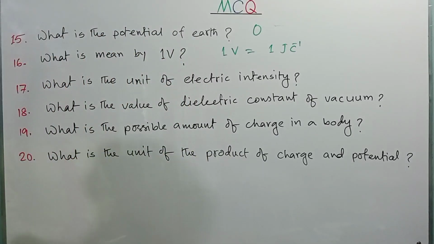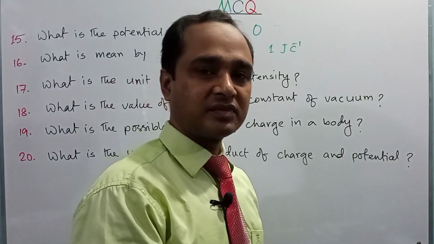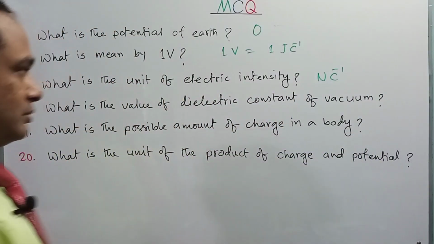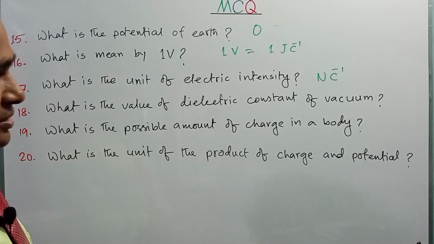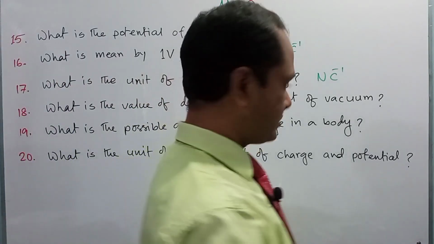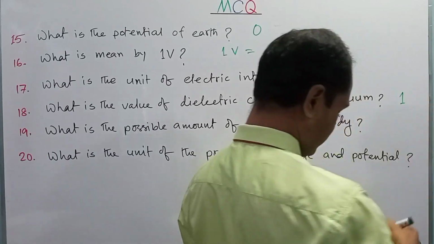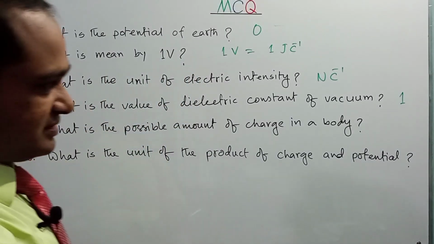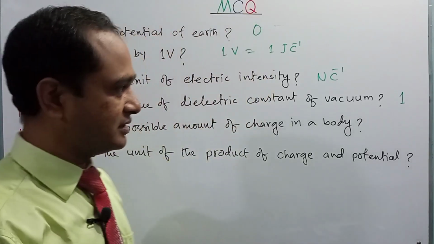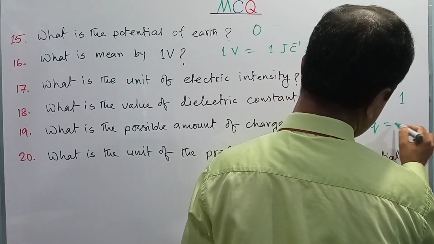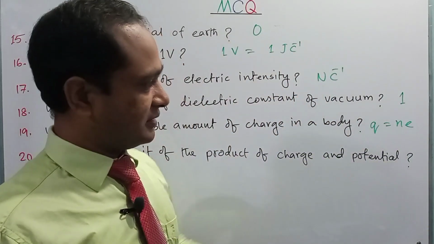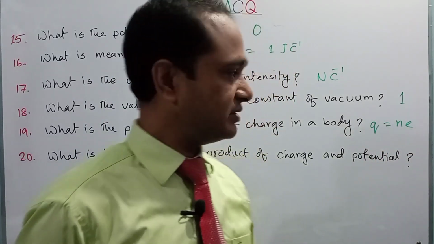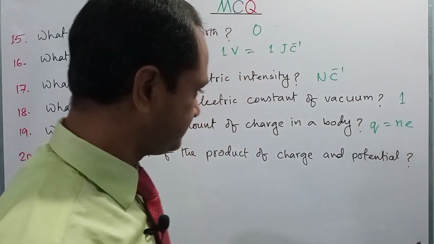Okay. What is the unit of electric intensity? The unit of electric intensity will be Newton per coulomb. What is the value of the dielectric constant of vacuum? You know, the dielectric constant of vacuum is 1. That is, the value of K for vacuum or air medium is 1. What is the possible amount of charge in a body? The total amount of charge in a body can be expressed as Q is equal to NE, that is, an integral multiple of the charge of the electron. Here E is the charge of the electron. Okay, this is the total amount of charge in a body.